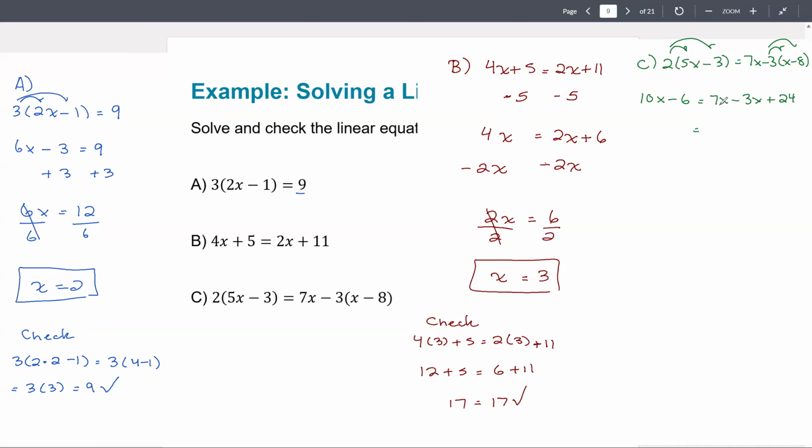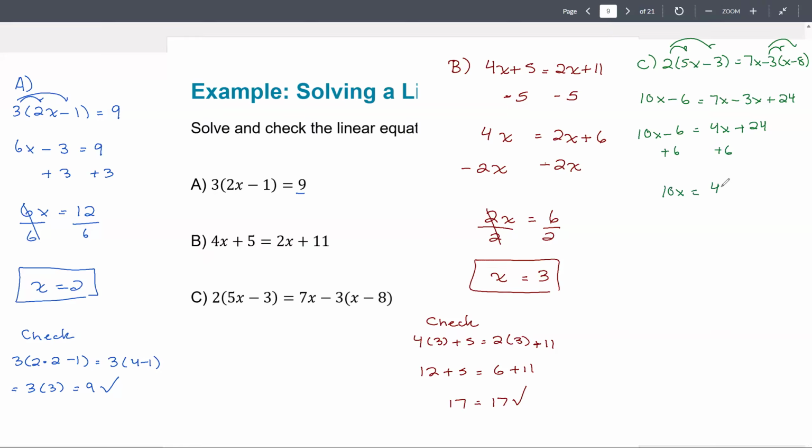Now we're going to combine like terms. We're not done simplifying here. So once I'm done simplifying, I have 4x plus 24 on the side. Now we can do like what we did in B. So put our constants on one side. So I'm going to move this 6 over here. So -6, add the 6.